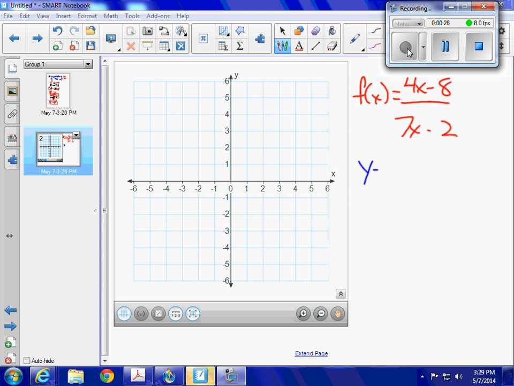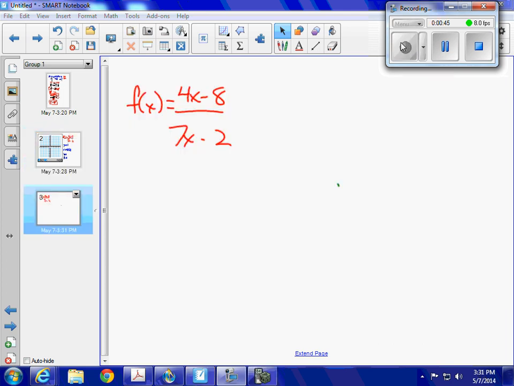I want my Y-intercept, my X-intercepts, maybe plural. I want my vertical asymptote, and I want my horizontal asymptote. Those are the points that I'm going to plot. Then I'm going to look at it on a graph. So let's start by finding the Y-intercept.